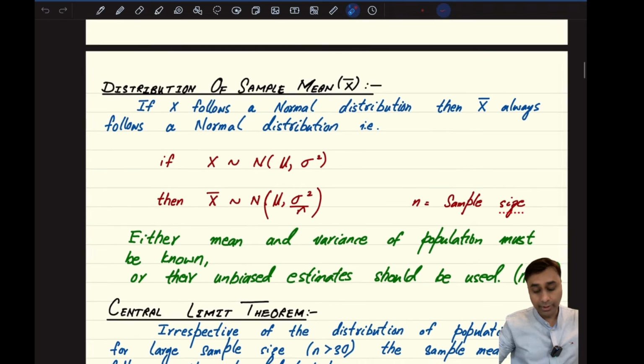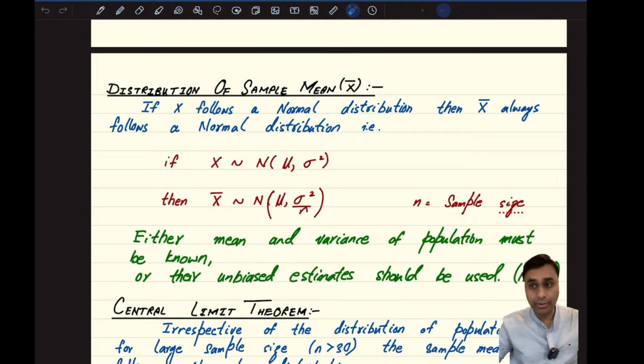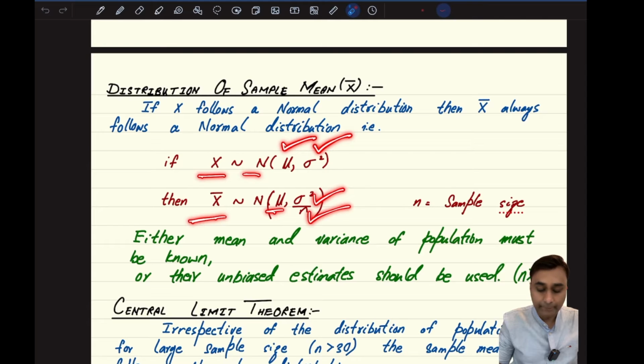The other thing you need to identify is that you should be able to write down the distribution of the sample mean. If x, the original population, follows a normal distribution, then x bar is always supposed to follow a normal distribution. So if x is normally distributed with mean mu and variance sigma squared, then x bar also follows a normal distribution with mean mu and variance sigma squared over n.